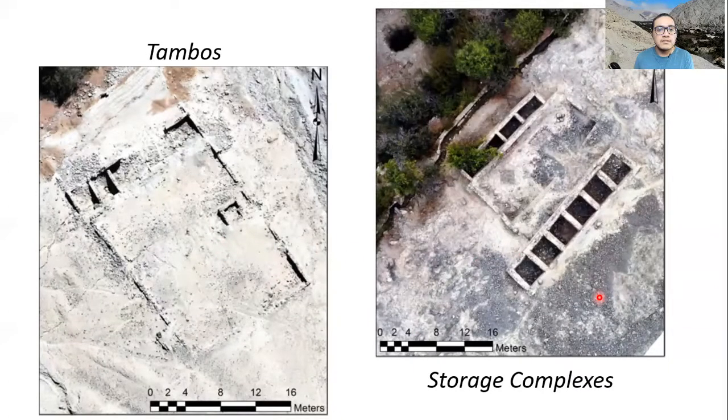We have also isolated storage complexes. These are sets of storages located in two or more lines at the mountain slopes. They also have rectangular areas probably for drying products or counting them before storing. Because they are on these slopes, they have great visibility of the valley.